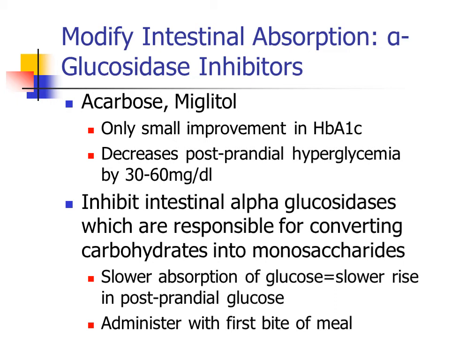How they work is by inhibiting intestinal alpha-glucosidases, and these enzymes are responsible for converting carbohydrates into monosaccharides. So if we inhibit that conversion, there's a slower absorption of glucose and a slower rise in postprandial glucose. And they should be taken with the first bite of the meal because they're really responding to that carbohydrate load from a meal. So taking them if you're not going to eat really doesn't offer any benefit for your patient.